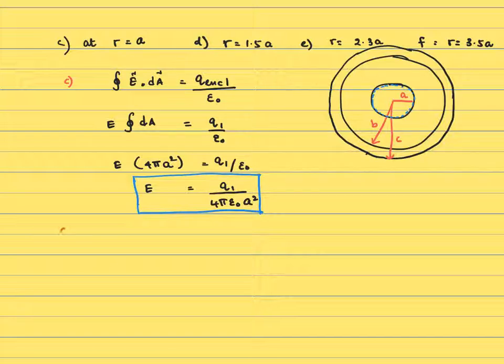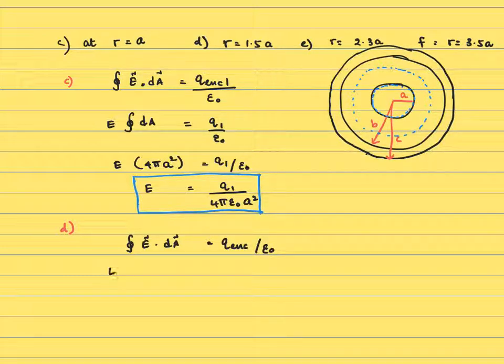And for part D, now we are looking at a distance of 1.5a. Again, the practice is to draw the Gaussian sphere. You can see that we are following a kind of recipe here. Now 1.5a is less than b. B is 2 times a, I think. And here goes the Gaussian surface, which in this case is a Gaussian sphere, and let's look at the electric field. Same drill: E dot dA equals q enclosed over epsilon naught.